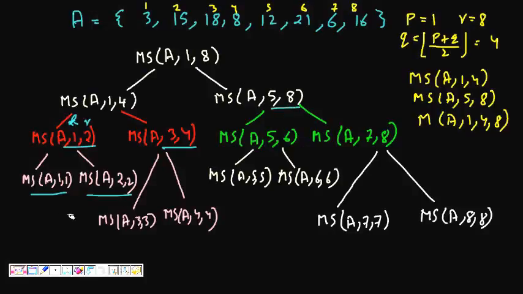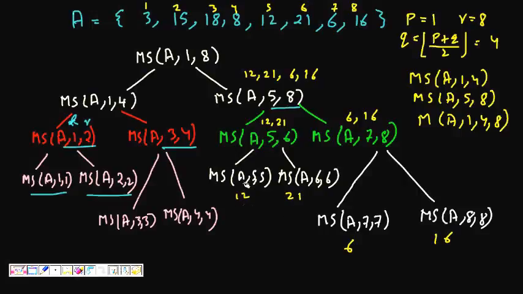Now let's see how merge sort works. We have these elements: 12, 21, 6, 16. It will again split into 12, 21 and 6, 16, and then into single elements 12, 21, 6, 16. Now this is the base case, the problem is of size 1 and it is already sorted. So now we have to merge these arrays using the merge algorithm.